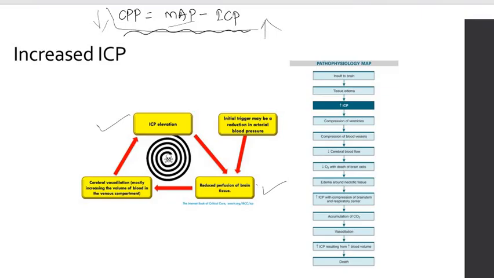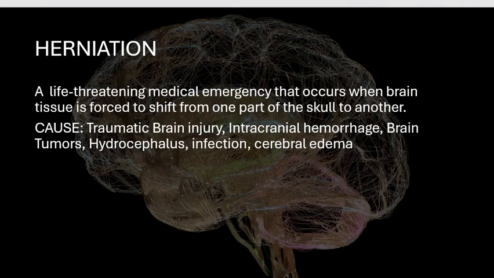Both of them can cause us to have reduced perfusion to the brain. If there's a reduced perfusion to the brain tissue, the body will try to compensate for that. It will cause cerebral vasodilation, mostly increasing the volume of blood in the venous compartment, which will further increase your ICP. So it's a circle, going back and forth, and back and forth. Okay. Then we have herniation.